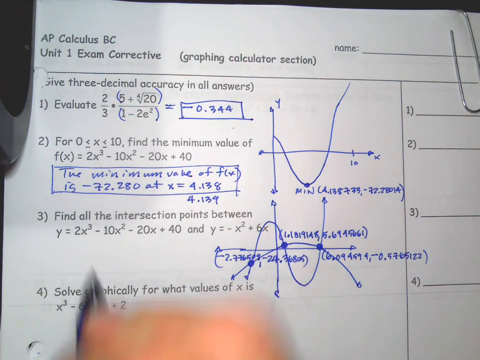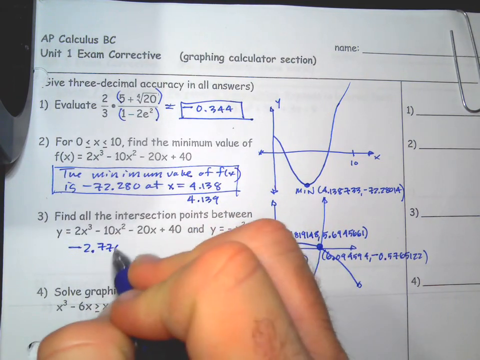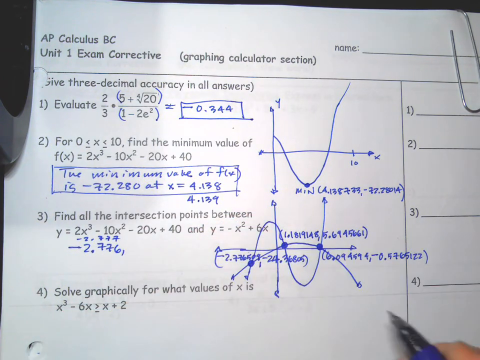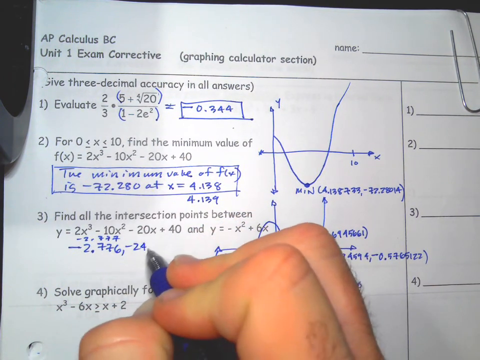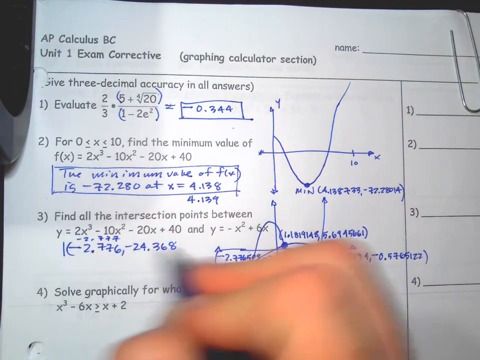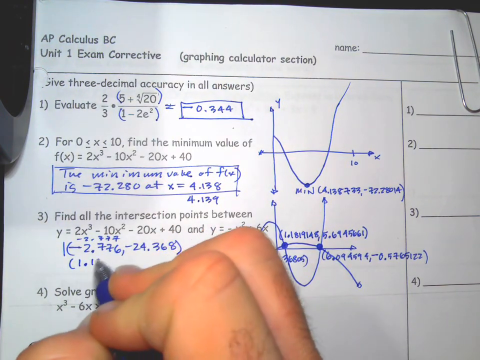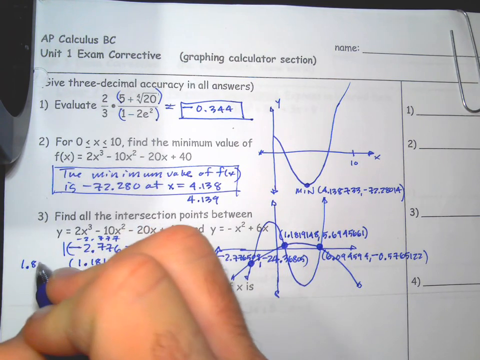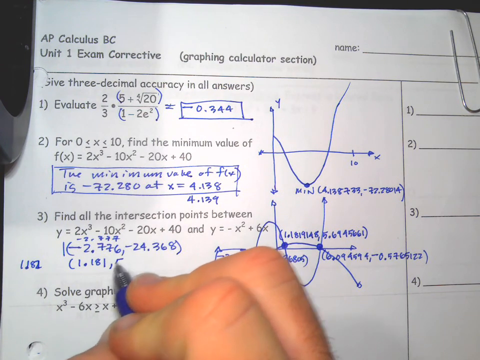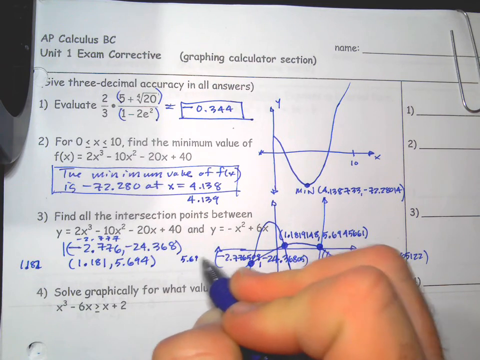Our answers are -2.776 or -2.777, -24.368. Rounding or truncating is the same. So that's one. Next one is 1.181, or it could be 1.182 if you round it, comma 5.694, which could also be 5.695.